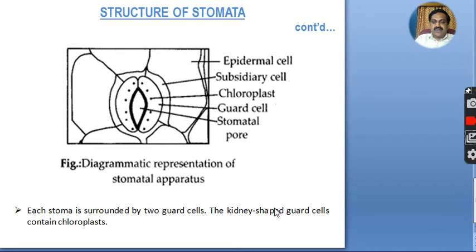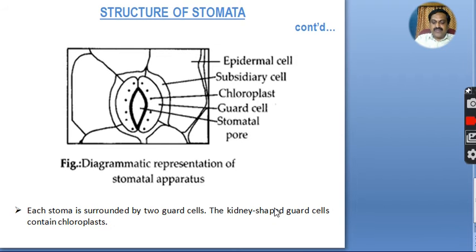epidermal cells. The cells present around the elliptical aperture are also epidermal cells, but they are modified in such a way that they surround the stomatal opening. Here is the elliptical aperture bounded by two modified epidermal cells. Since these cells guard the stomatal opening or the pore, they are referred to as guard cells.